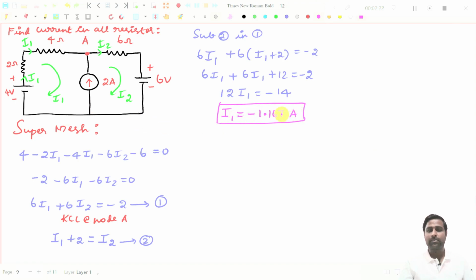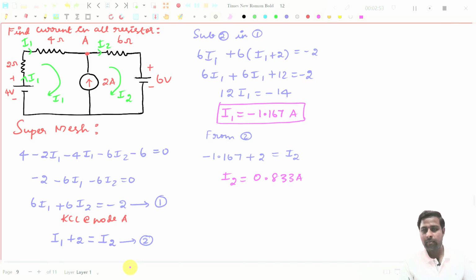So you just substitute this I1 in expression number 2, so that you will get I2, right. So from expression 2 what you will get is minus 1.167 plus 2, I have substituted I1, that will be equal to I2, and if you simplify this you will get I2 equal to 0.833 amperes. That's all.